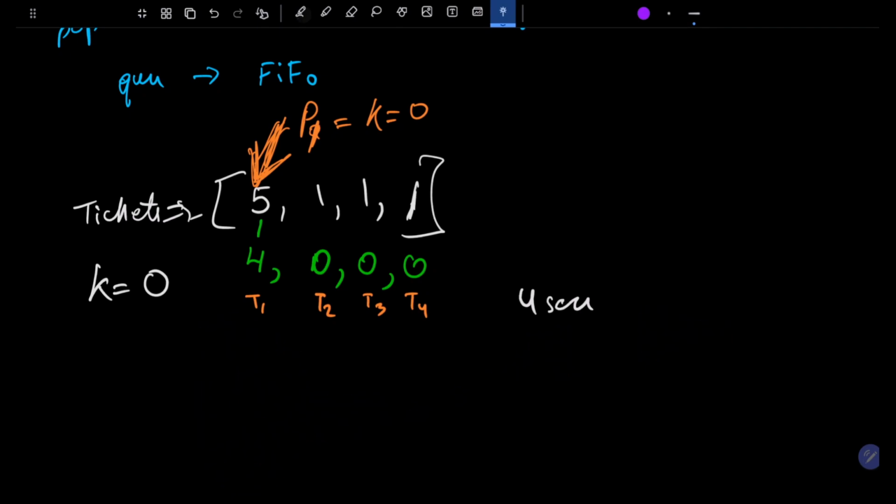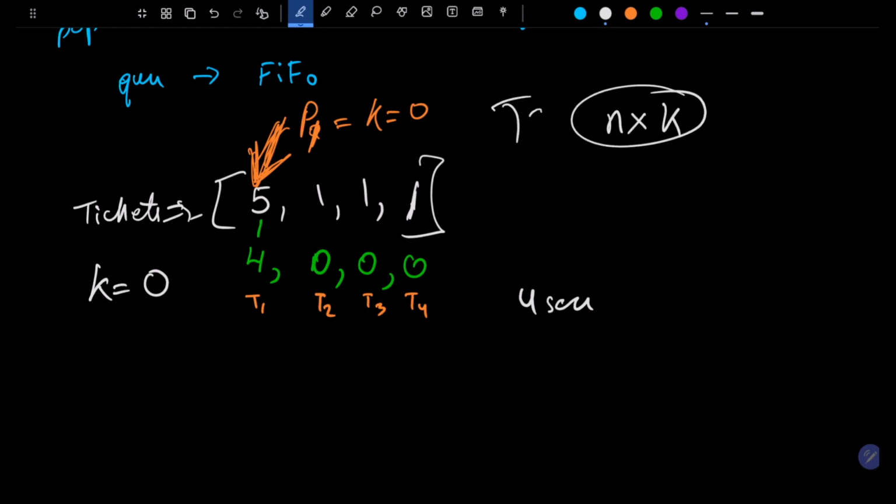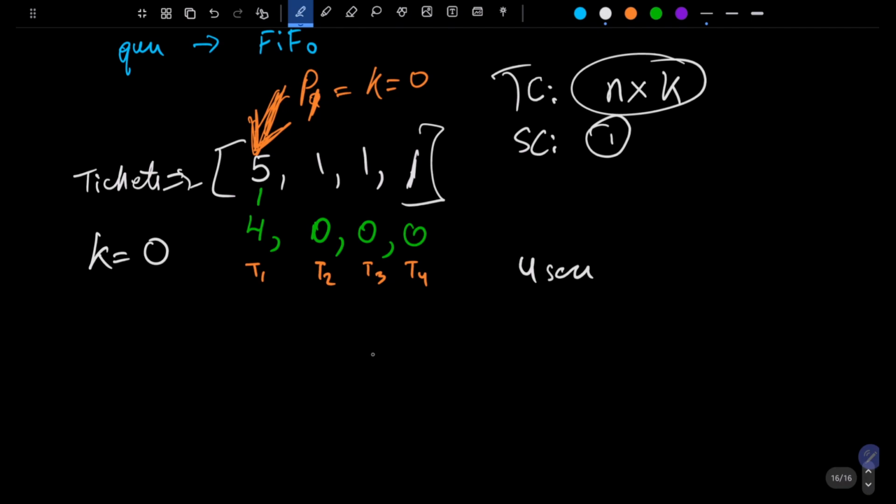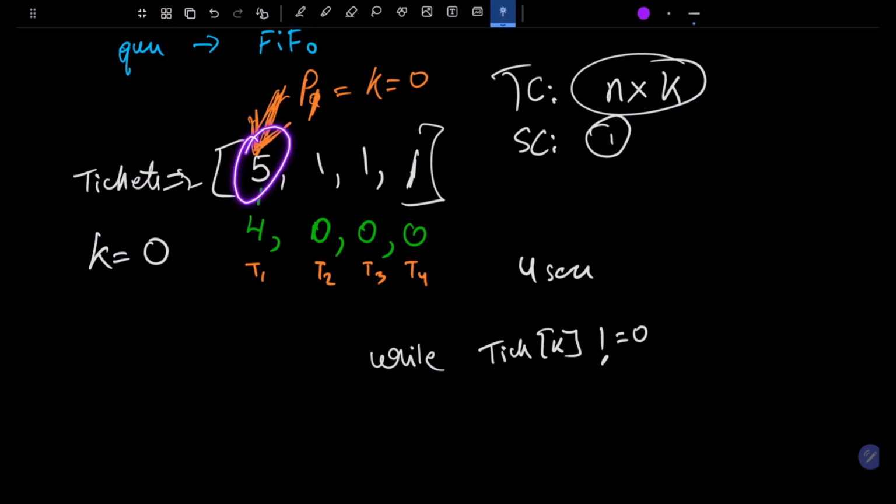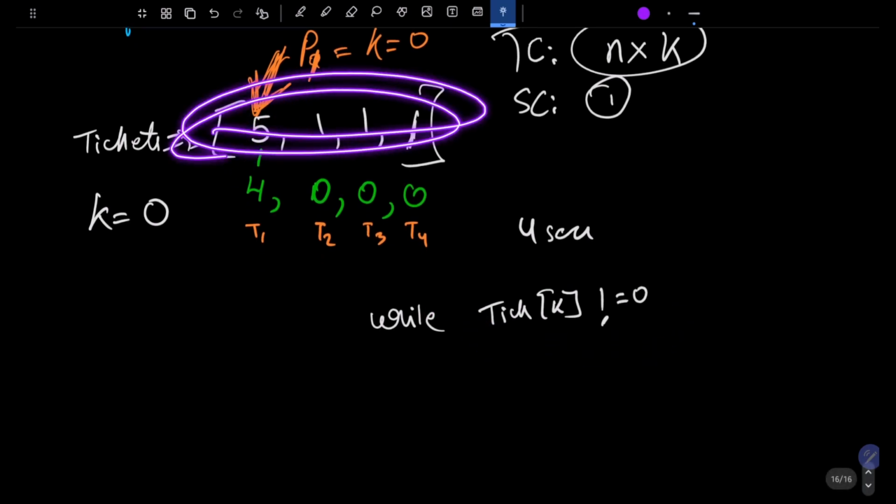So this time, we are just iterating over the array. How much time? N into k times. Okay, this is our time complexity, and space we didn't use. Space is constant. Why k into n? Because what we are doing, we'll say, okay, while the element at that kth index, this ticket at kth index, is not equal to 0, this particular person is not equal to 0.